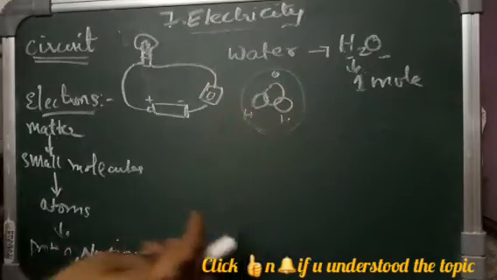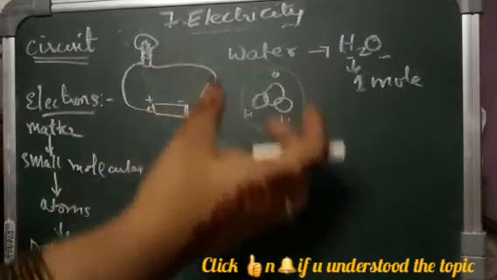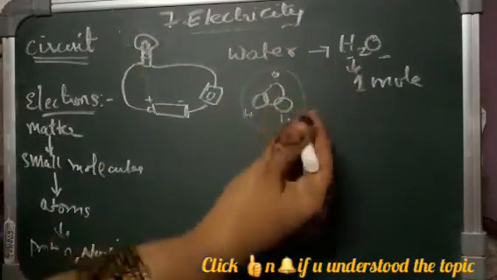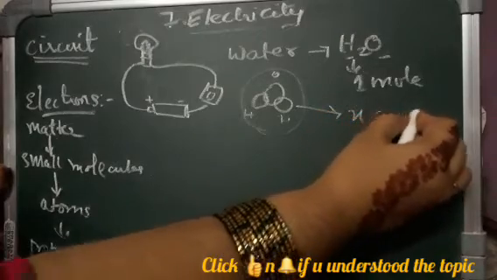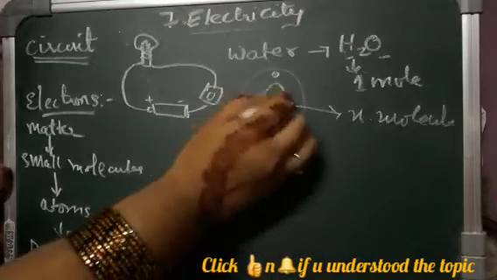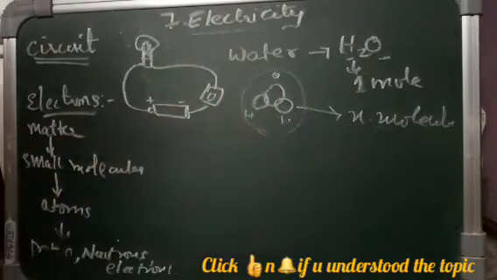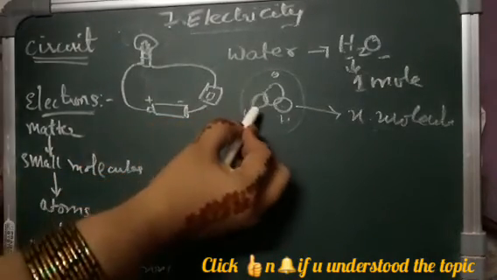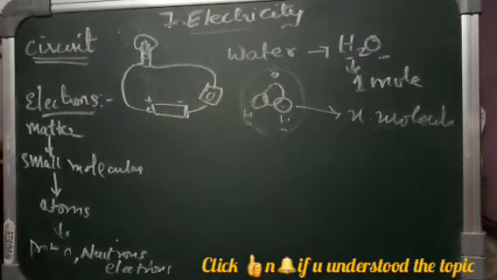Then we have an abundance of water, right? So this water is made up of a large number of water molecules. Only then does it form the water. Now this single molecule of water consists of atoms: two hydrogen atoms and one oxygen atom.